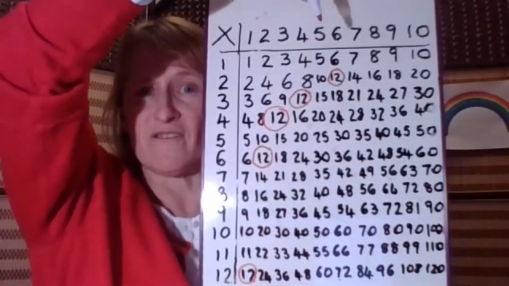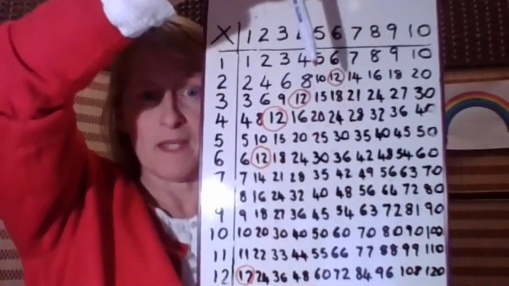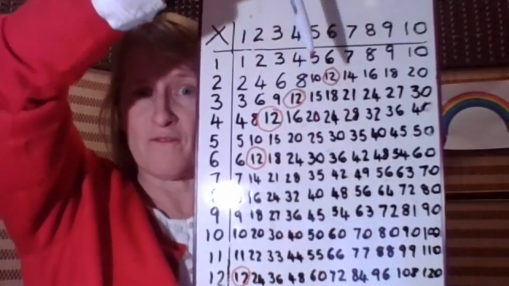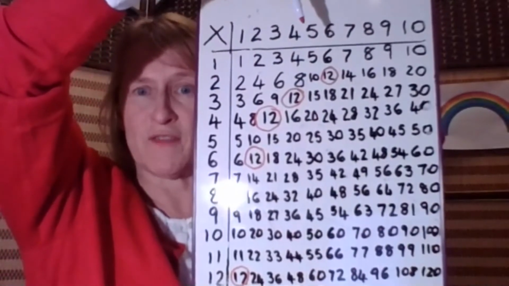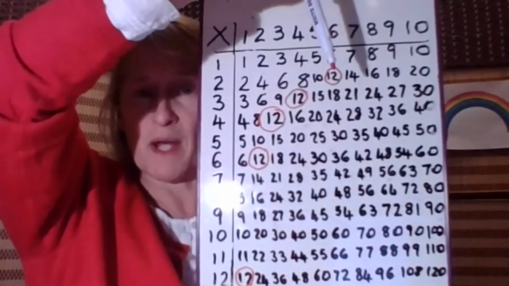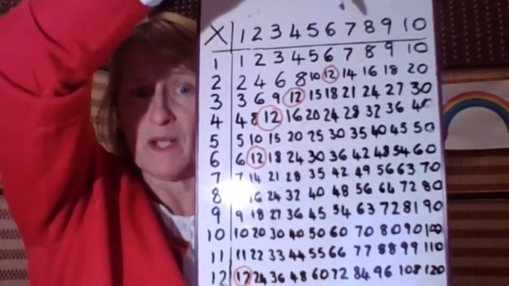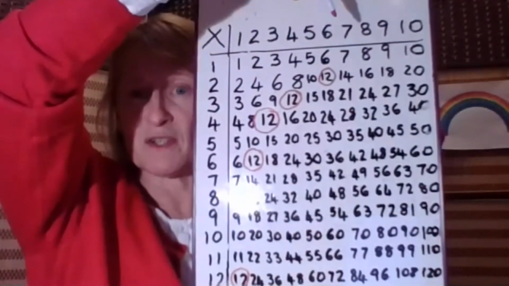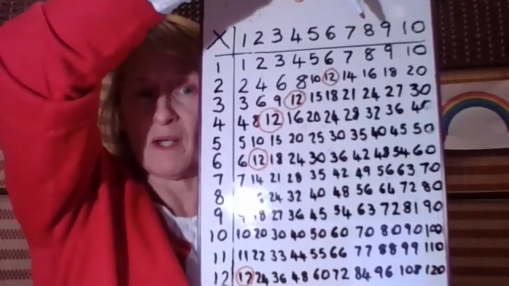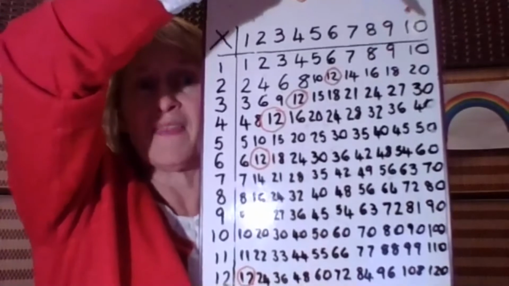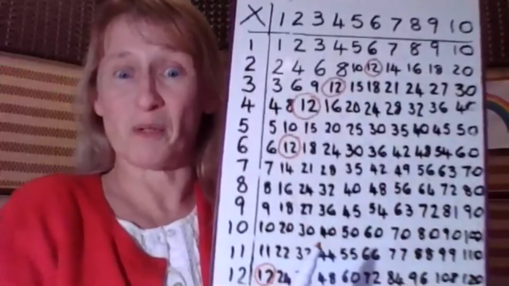Now look at this. 5. There's no 12 in the multiples of 5. So 5 is not a factor of 12. 6 is a factor of 12. There it is. There's 12. 7. Nope. There's no 12 in the multiples of 7. There's no 12 in the multiples of 8. There's no 12s in the multiples of 9. And there would be if I'd done down to 12.